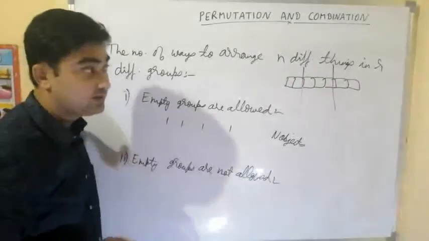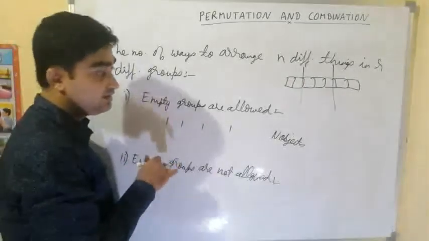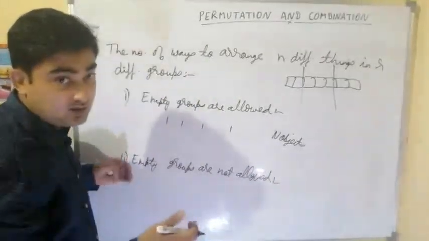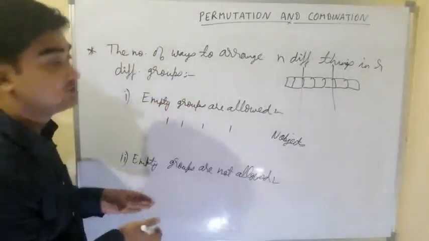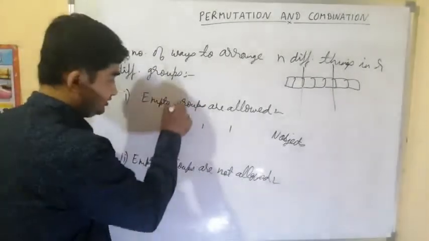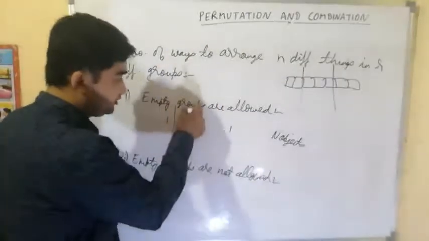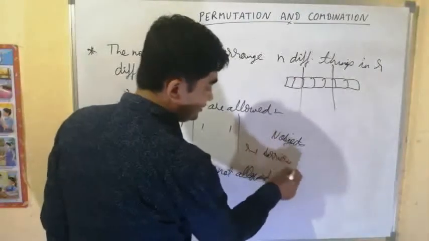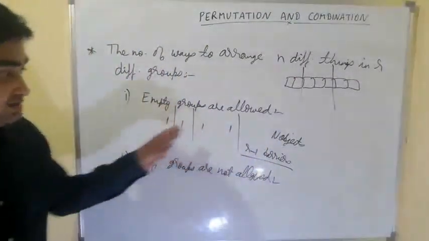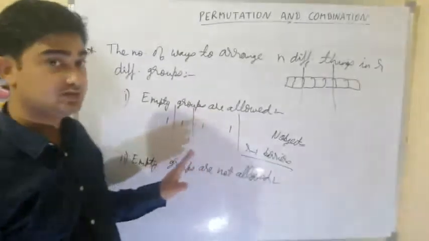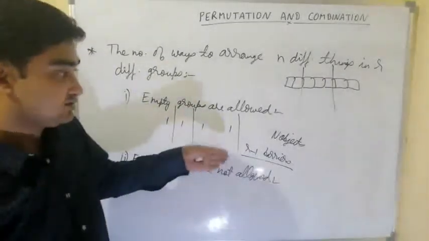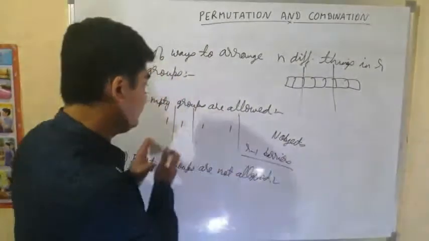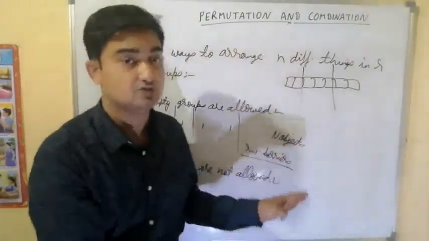We require r minus 1 barriers, because r minus 1 barriers will divide this chain into r different groups. Barrier number 1, barrier number 2, barrier number 3, total r minus 1 barriers. There is no such physical barrier, it is just imagination, which we are using for understanding purposes. Put r minus 1 barriers among the n objects, and that will make the division into r groups.